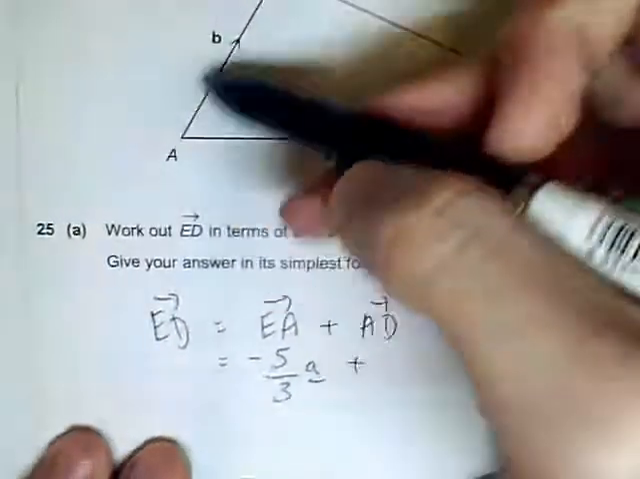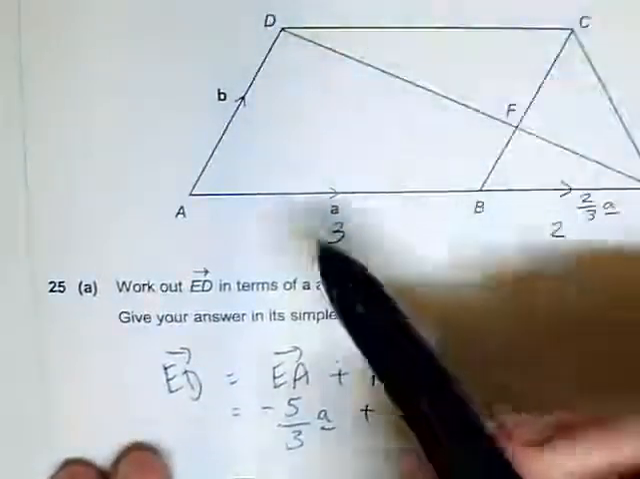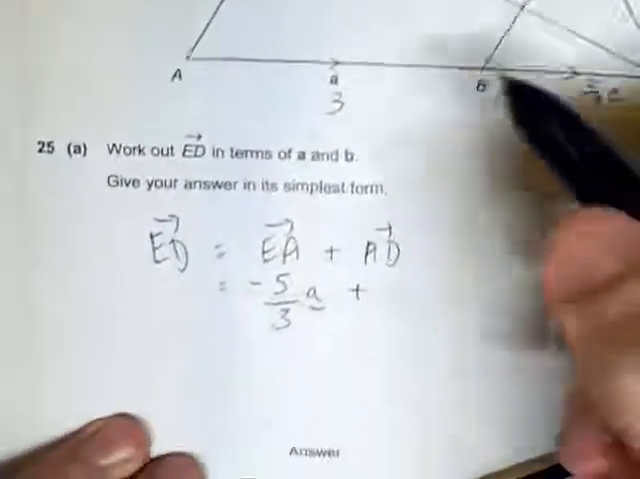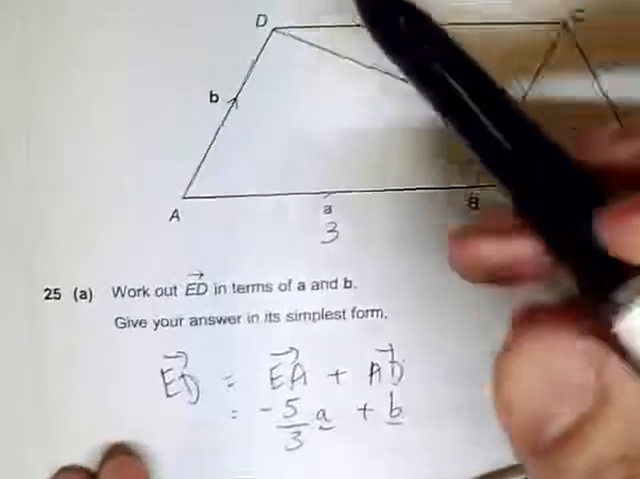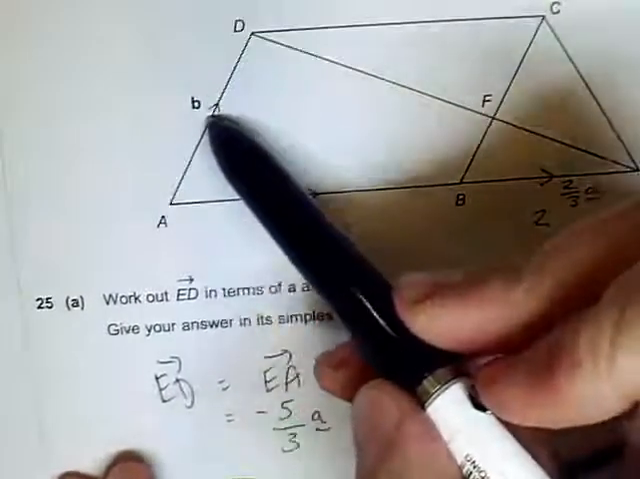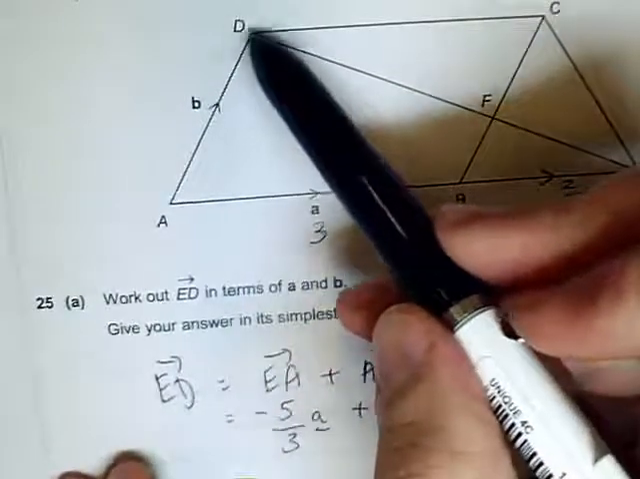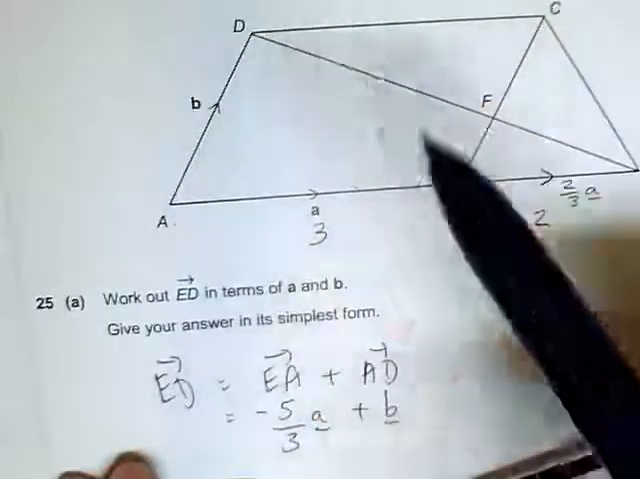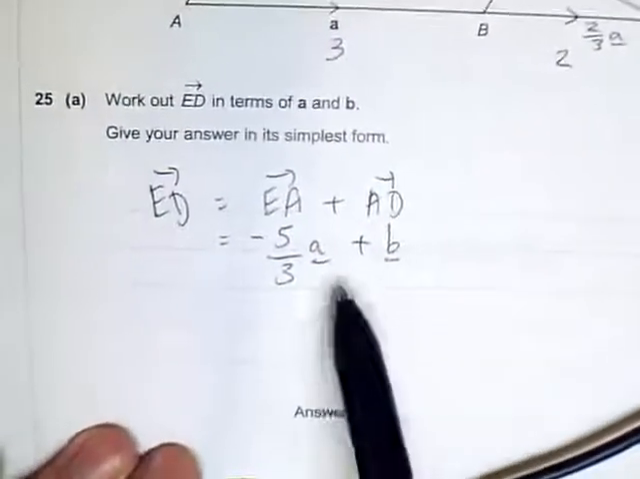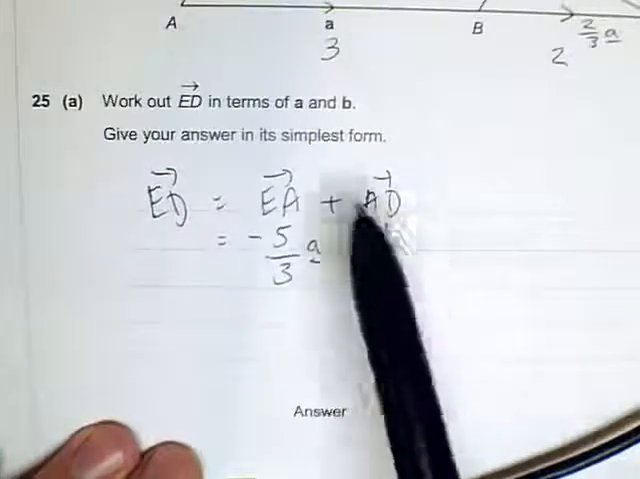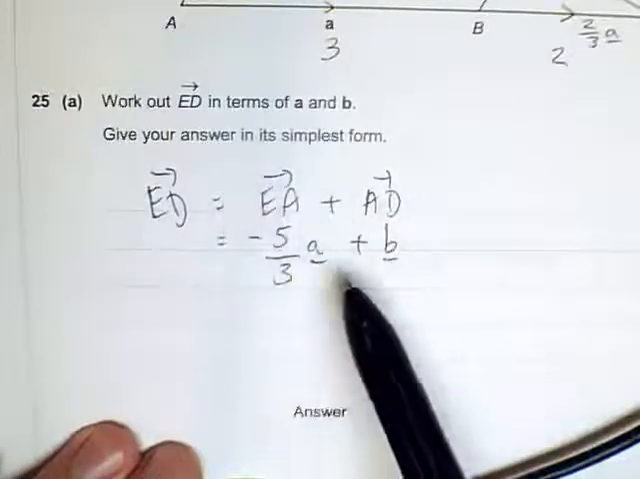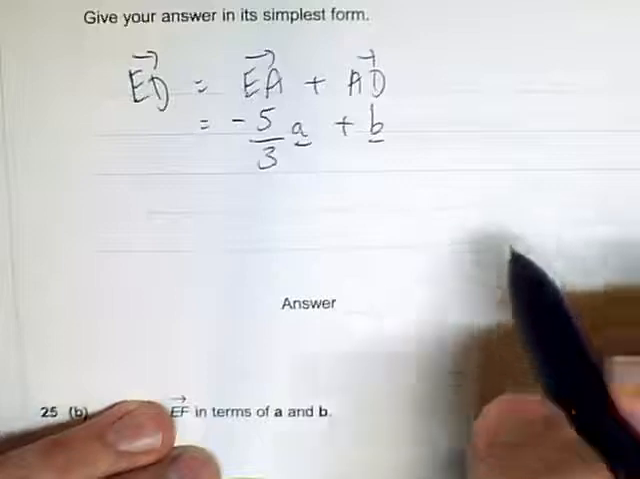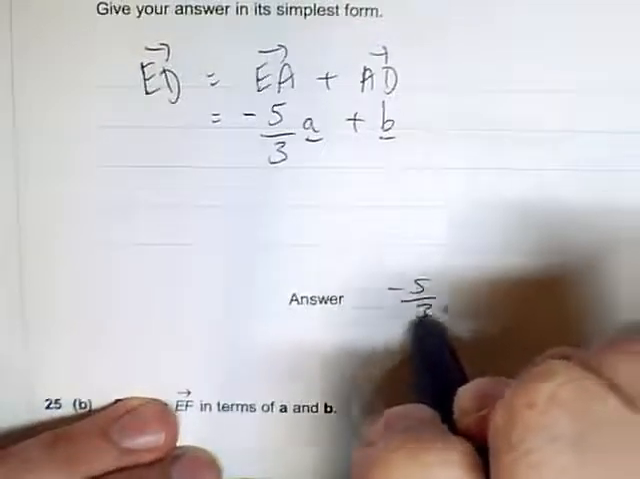And I'm adding AD, which is just given by vector B. I'm not changing the sign because it's already pointing in the right direction. I'd only change the sign if I was going D to A, but I'm going A to D. So that's my vector for E to D. That would be my final answer.